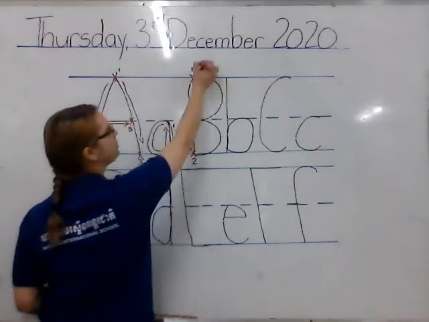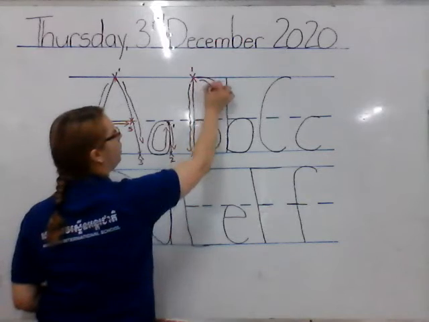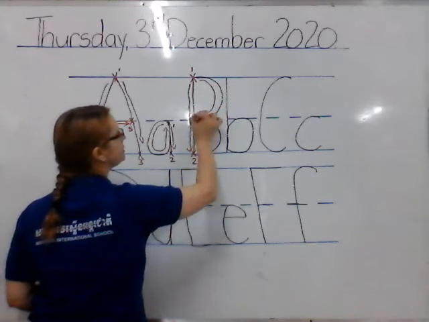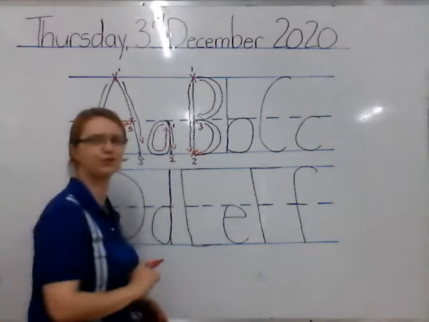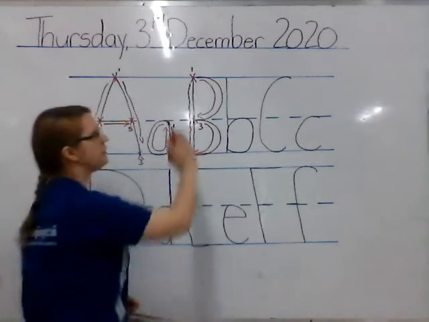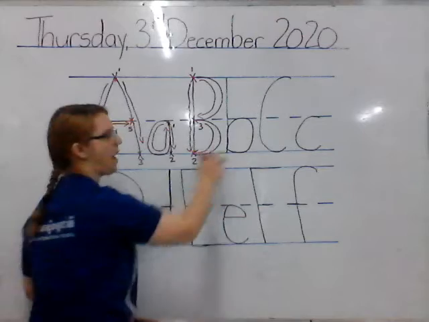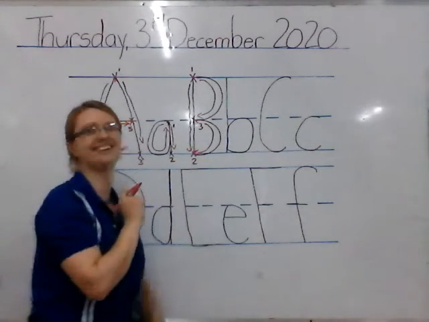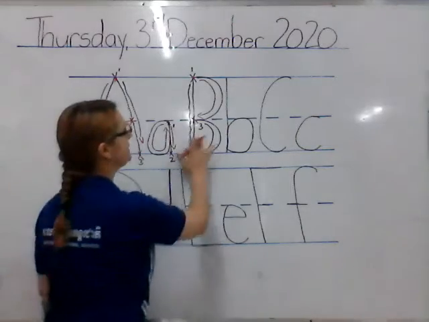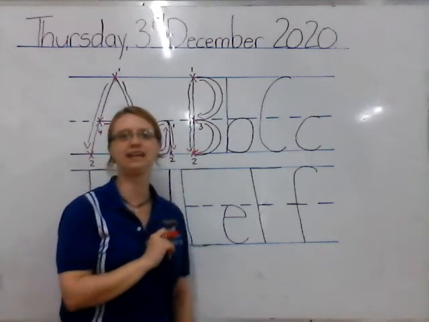We're going to go back to point number 1. And we're going to make one bubble to number 3. And another bubble back to number 2. Okay. Remember, B has 2 big bubbles. And they look that way. Okay. Alright. So that's uppercase B.